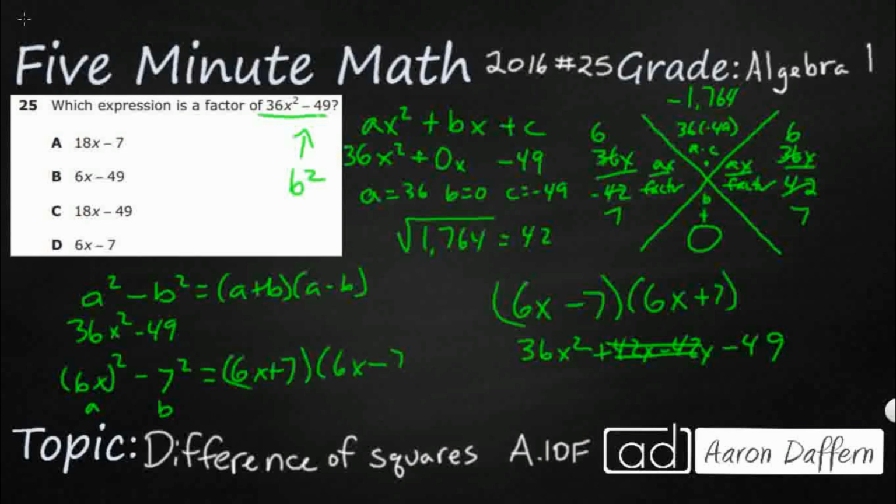6x minus 7. You can go straight to that if you recognize that 36 and 49 are both perfect squares. So my answer here is going to be D.